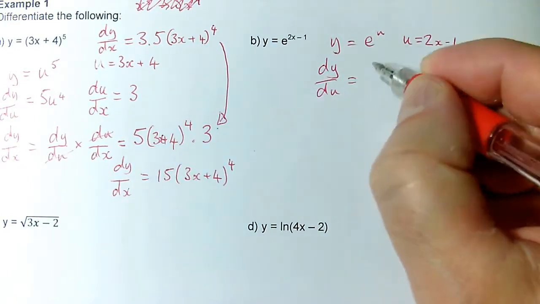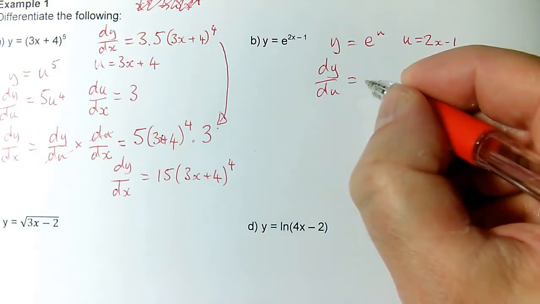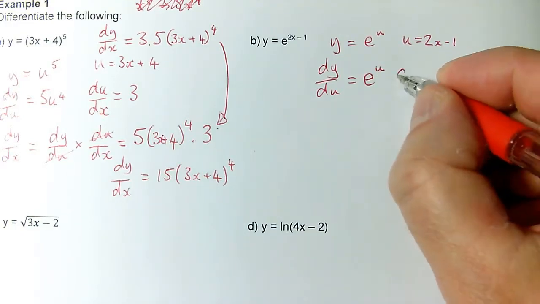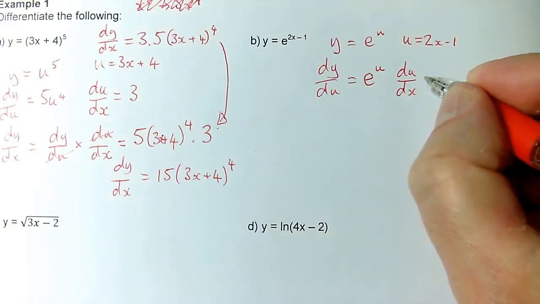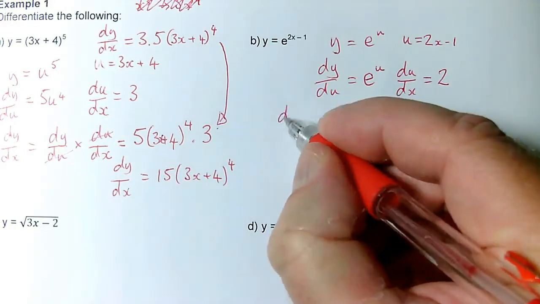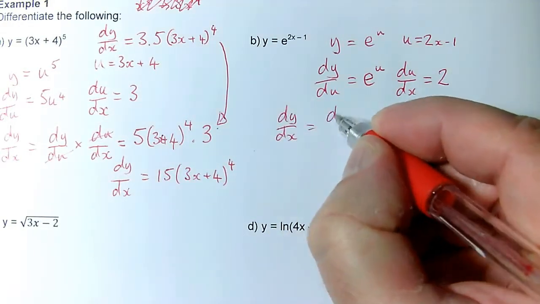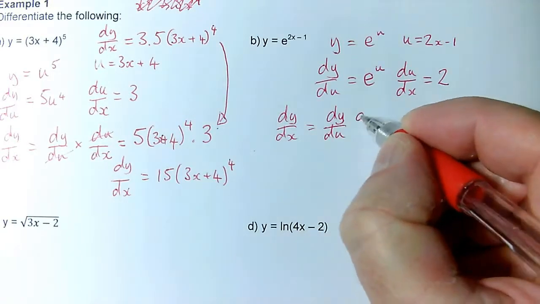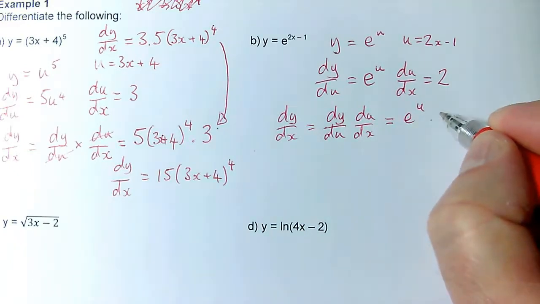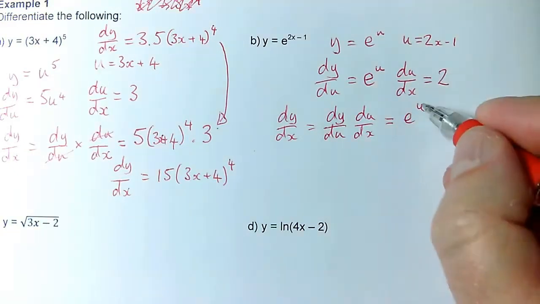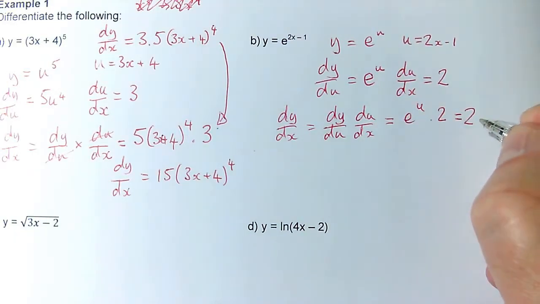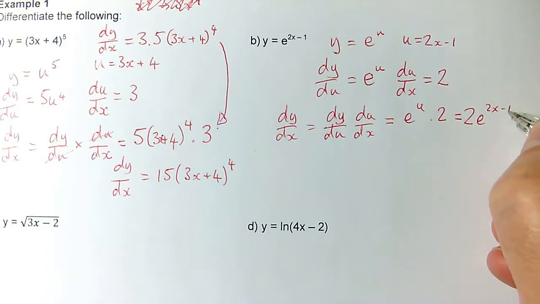dy by du, rule for differentiating e to the power of anything. E to the x differentiates to e to the x. E to the u differentiates to e to the u. Du by dx, 2x minus 1 just differentiates to 2. So my dy by dx, chain rule says that is dy by du times du by dx, which is e to the u times 2, and e to the u, I have to decode that u into 2x minus 1, and put the 2 in front, so this is 2 e to the 2x minus 1.